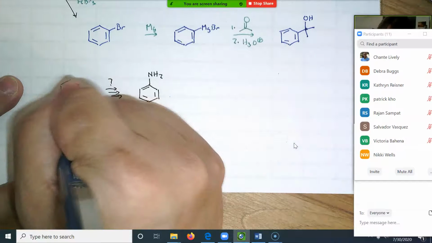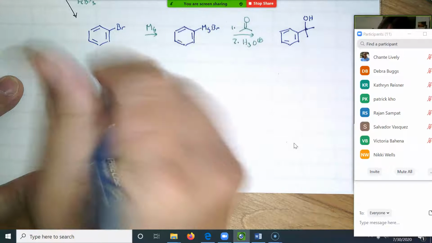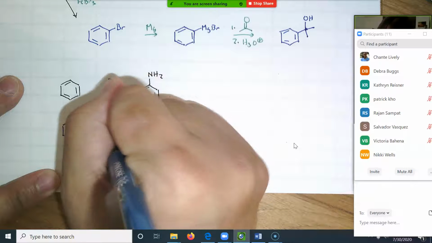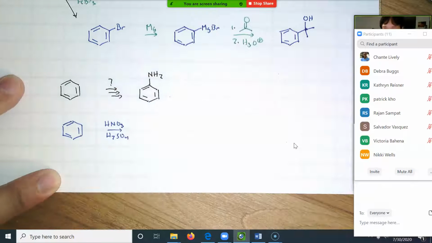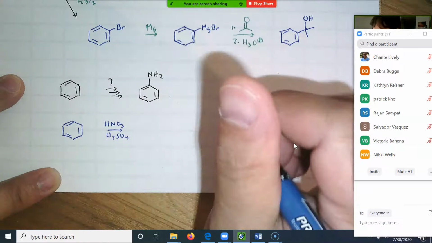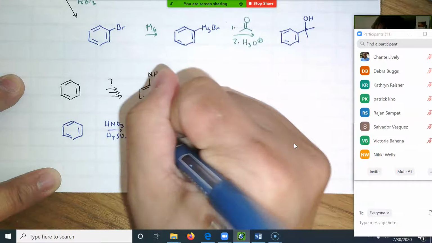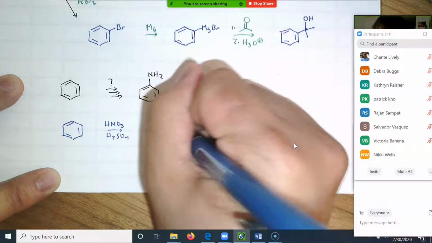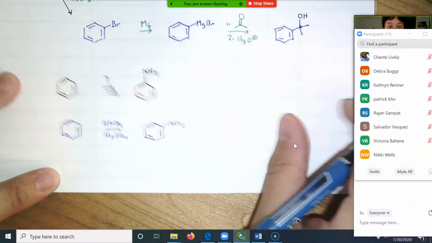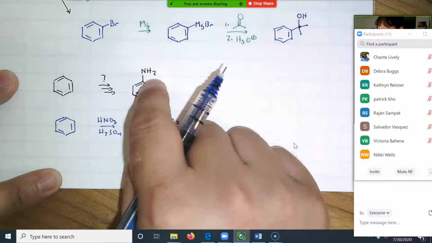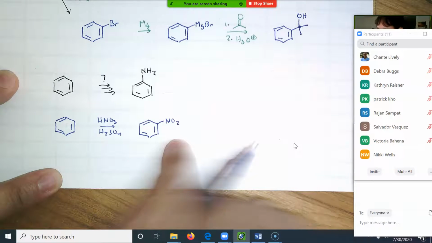The only way that you could do this is to go through the nitro group. So HNO3, H2SO4, and let's put a nitro group right here. You'll need to reduce the nitro group. So again, there's no way to make this except through the nitro group.